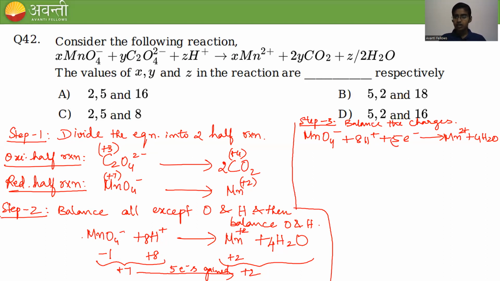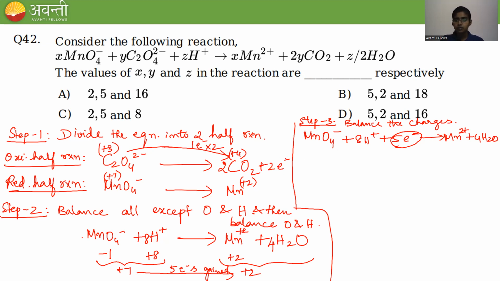So now here 5 electrons are gained. So it means in the oxidation half reaction, there should be a release of 5 electrons. Right? Then only the loss of electrons and gain of electrons become equal. So in case of oxidation half reaction, you can see for one carbon, the change is from +3 to +4. So one electron is lost for one carbon. Since we are having 2 carbons, we have to multiply by 2 here. So 2 electrons are lost for 2 carbons.